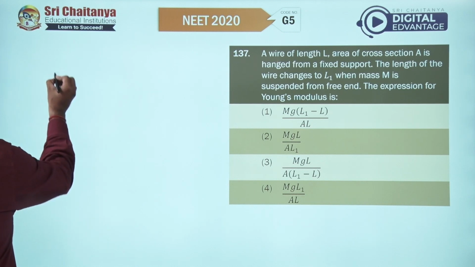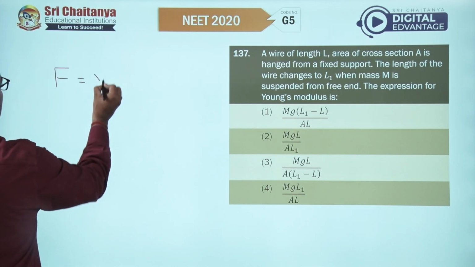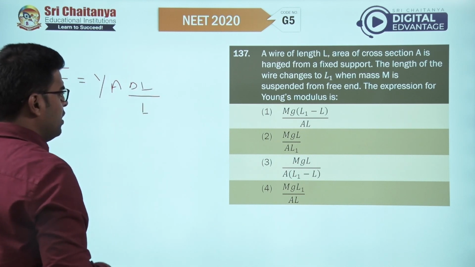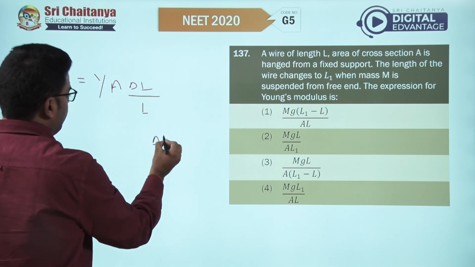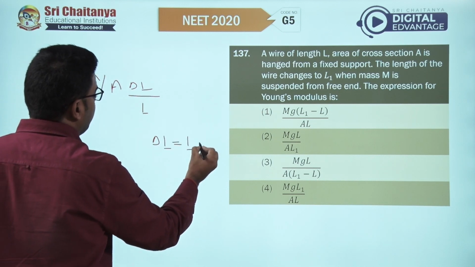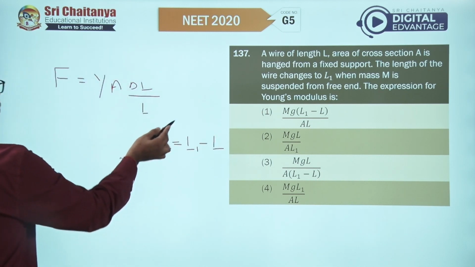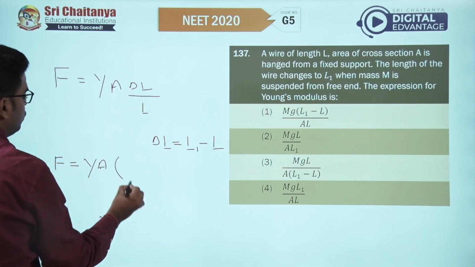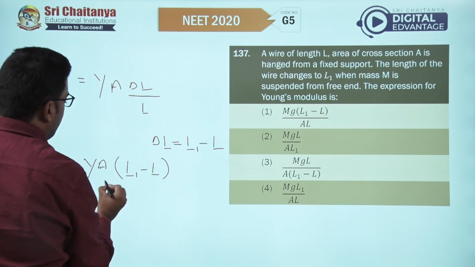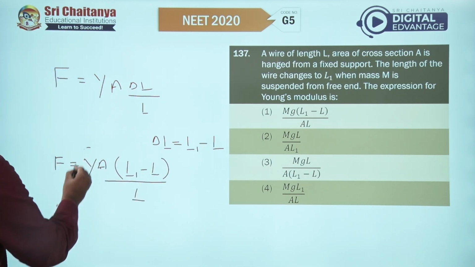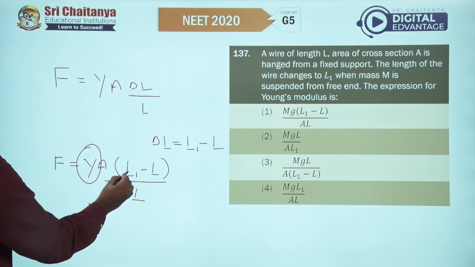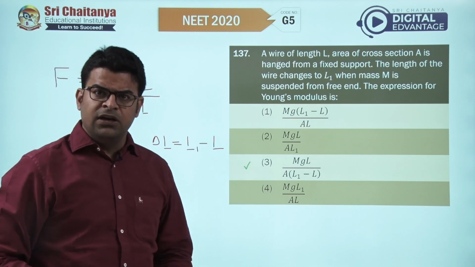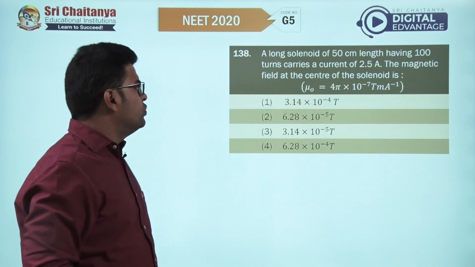So simply use that F equals Y A delta L by L. The length change delta L will be equal to final length L1 minus initial length L. Substitute the data here, you will get F equals Y A into change in length, which is L1 minus L, upon the original length L. To find Young's modulus, bring the F up, and A and L1 minus L down here. When you do this, you can see that option 3 is the right option. Let's move to the next question.